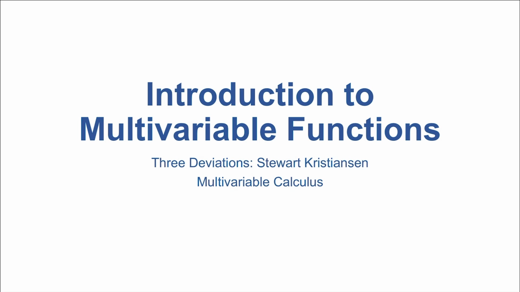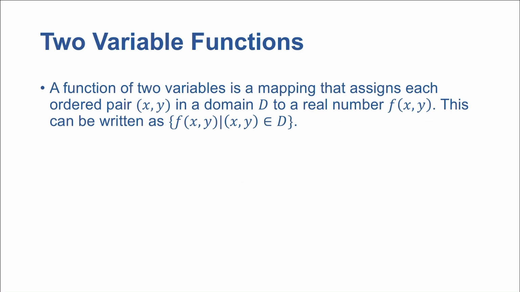So we're going to start that by just introducing multivariable functions. We will be working with multivariable functions for the rest of our course. So it's good that we understand what they are and how we can interpret them. We can define a function of two variables as a mapping that assigns each ordered pair x, y in a domain D to a real number f of x, y. This can be written as f of x, y is such that it is assigned from an ordered pair that is in a domain D.